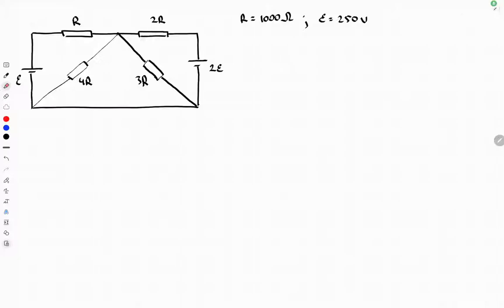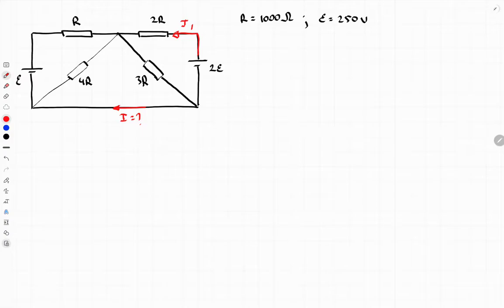In this problem, we should find the electric current passing through this wire here. I'm not sure about its direction. We'll find it later. So basically, we should find the electric current passing from this part. Let me assume the electric current passing from here equals I1.